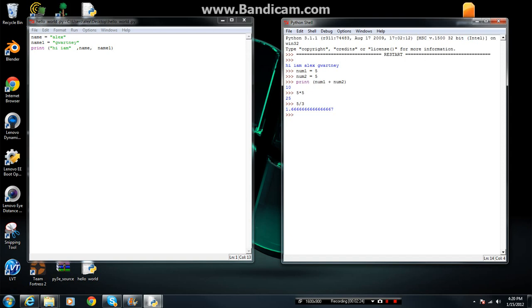Now, if I want to take 1.667 and just make it an integer, I go 5 divided by 3 with 2 double slashes, and it's going to get 1 instead of 1.667. That's what an integer is. That's how you convert a float to an integer. I'll explain what those two are later on, just for now, bear with me, and that's what it does.